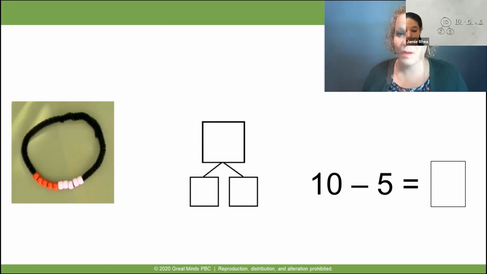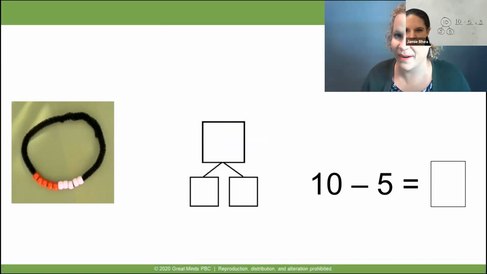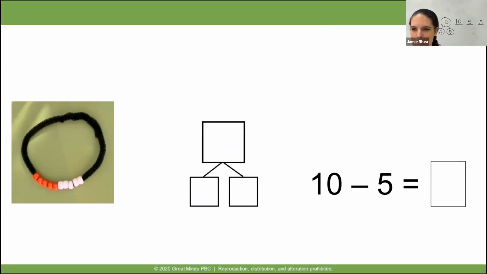Let's see what Miss Curry says. Push pause to do your work and then hit play when you're ready to compare. We did that.